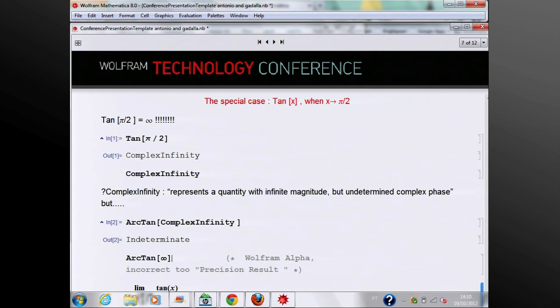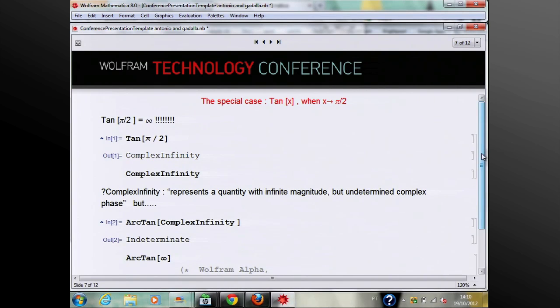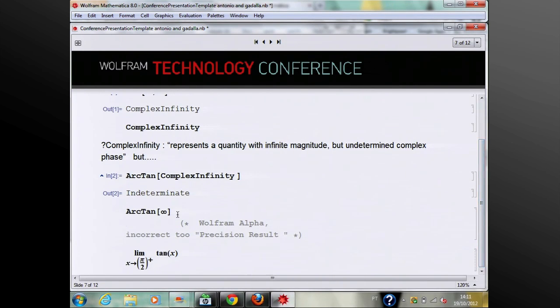What's arctangent? What do you think the answer ought to be? Arctangent of infinity. Okay, what's tangent of infinity? Pi by 2. Wow, that's wrong. Maybe plus infinity. They say it's complex infinity. It's not. So arctangent pi by 2 is not, because infinity is not a number.